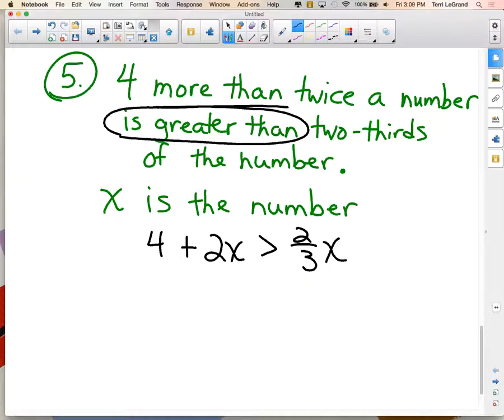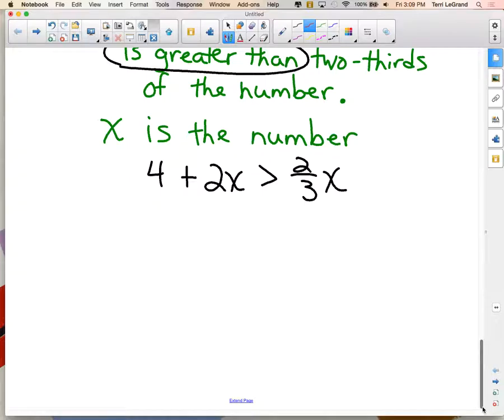Suggestion, anyone? What can we do to make this friendlier? I want to get rid of that fraction. I want to get rid of that denominator. Multiply everything by 3. Let's take every piece of this inequality. Remember, if we do it to one, we have to do it to the whole, every piece of it. So let's take every piece times 3.